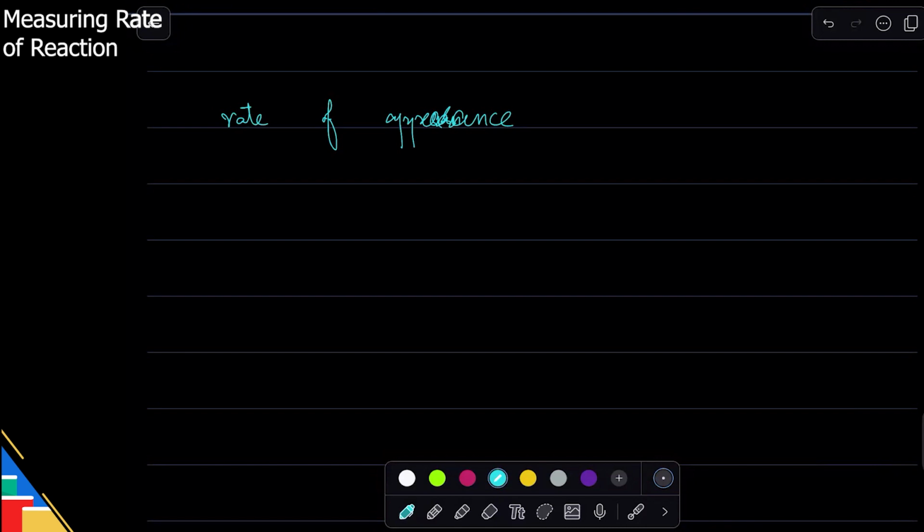It could be bubbles coming out. It could be precipitate coming out. It could be anything that you see once a reaction happens. That is one way of checking the rate.